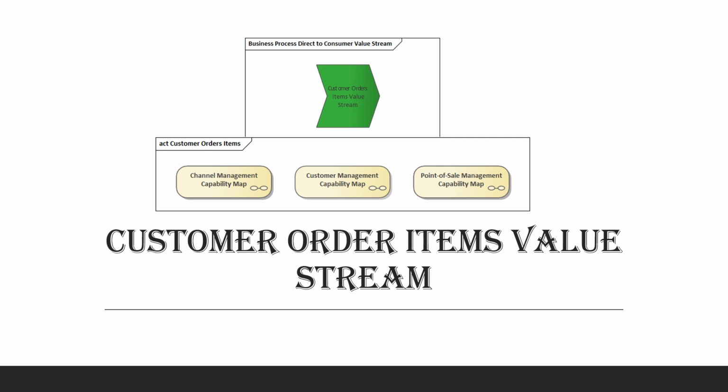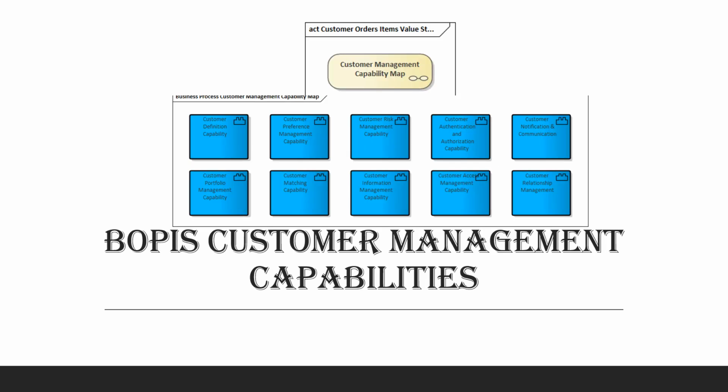In it, there are three capability maps. These are capabilities that are needed to run this. Here we have a channel management capability, a customer management capability, and a point of sale management capability, all necessary to support this particular value stream. So we will explore what's under the customer management capability map.